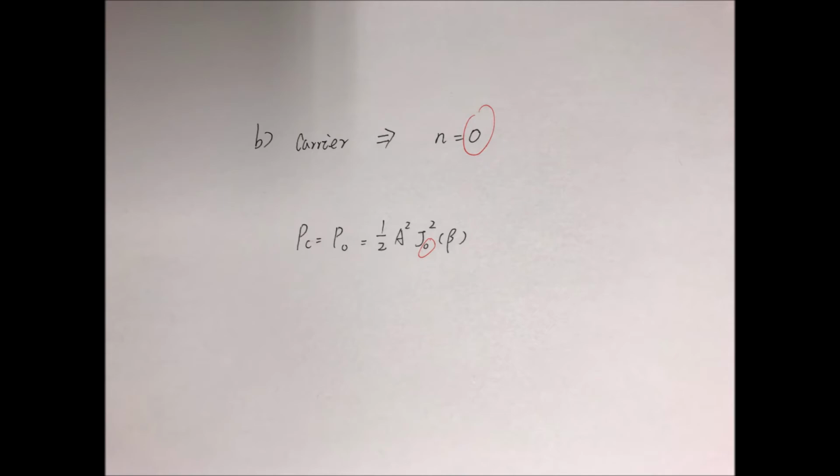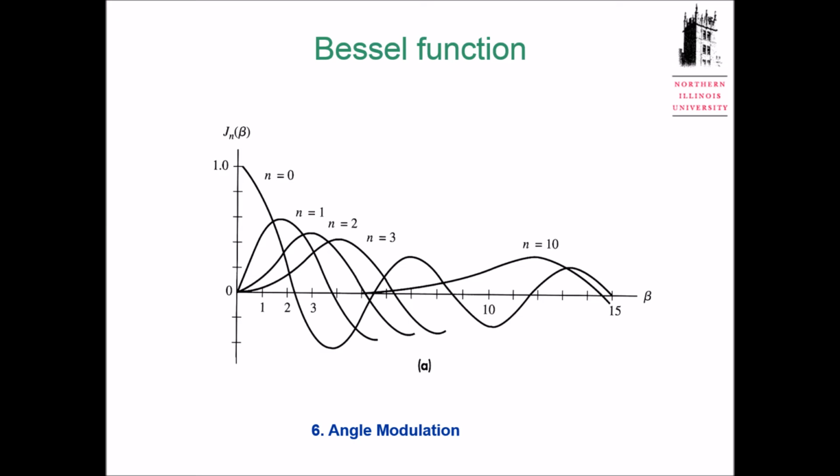Beta square, and beta will be 0.5, 1.0, 2.4, 2.5, and 4.0. So if you check your table and find J0 beta, you can find the power. And if you look at your curve, you still can do the same thing. So let's take a look. When I have different beta, the power allocated on my carrier changes, right? Different beta, different power.